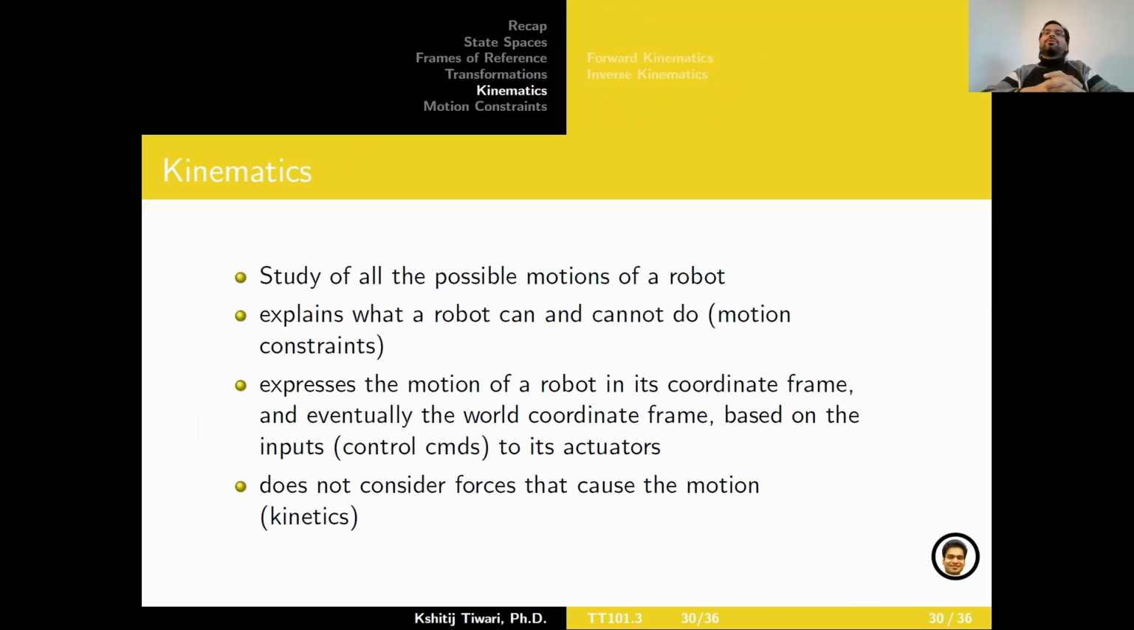Next, we're going to look into kinematics. Kinematics is the study of all possible motions of a robot. Possible because, like I said, there are certain motions which a robot can and cannot do. What it cannot do falls under the category of motion constraints, which is something we're going to look into as well. You want to be able to express the motion of a robot in its own coordinate frame, could be the base frame, and then eventually in the world coordinate frame, based on the inputs, the control commands you're giving to its actuators. And that's what kinematics helps you with.